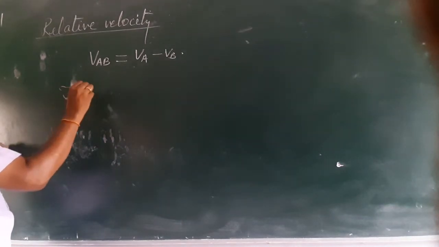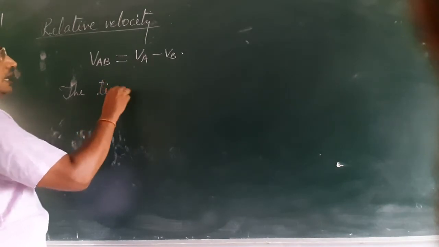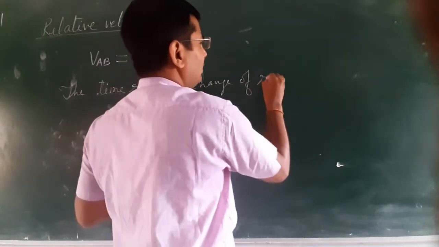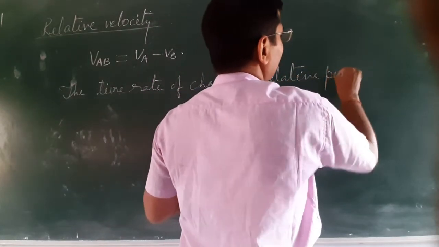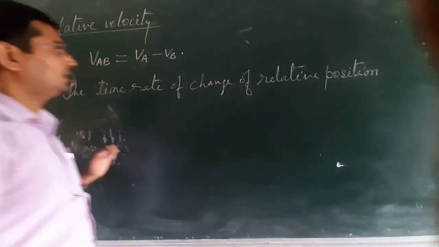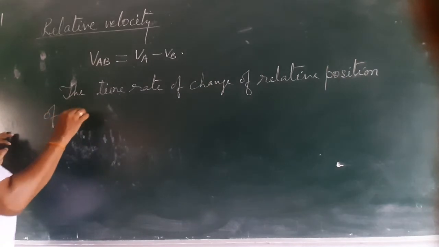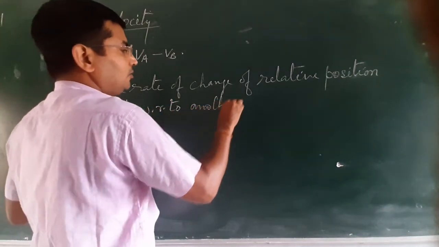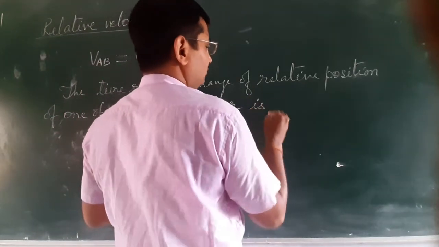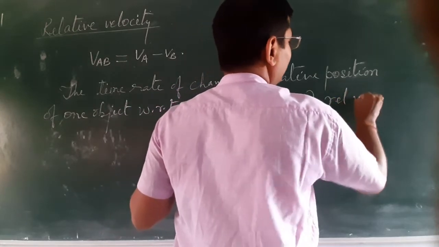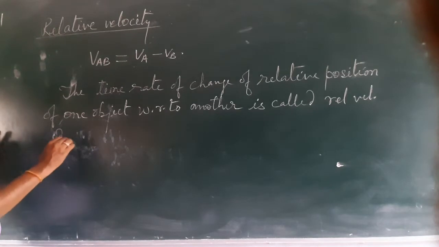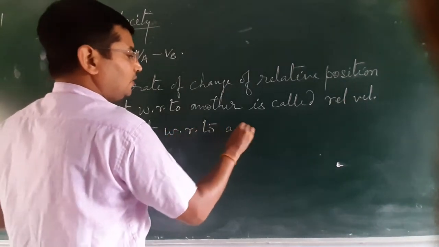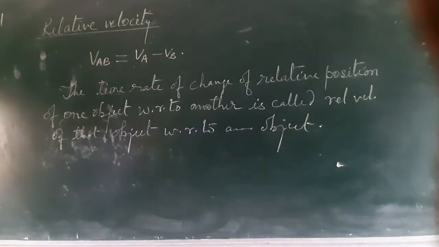The time rate of change of relative position of one object with respect to another is called the relative velocity of that object with respect to another object.